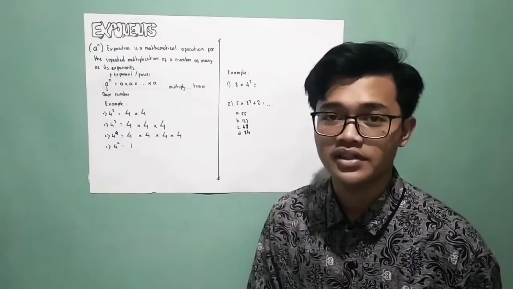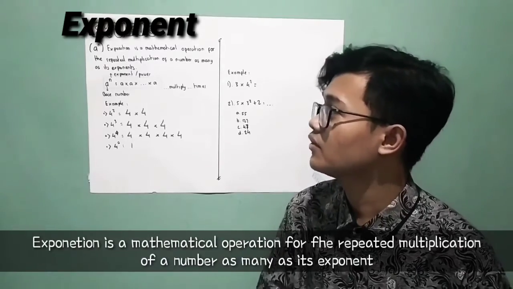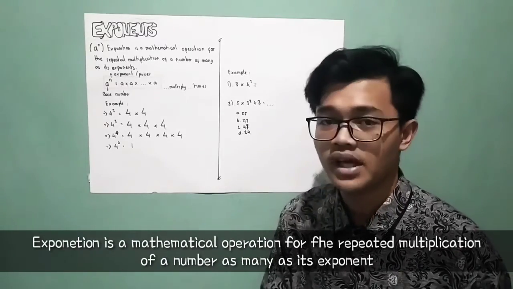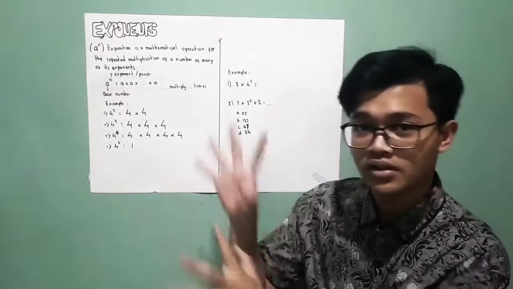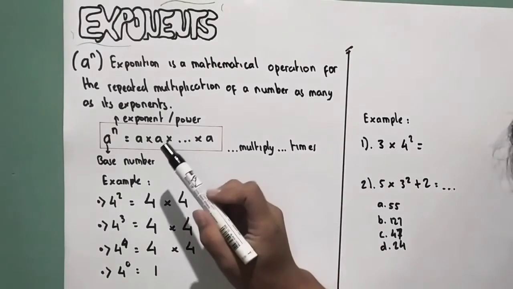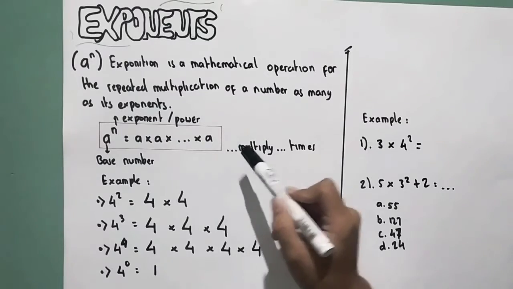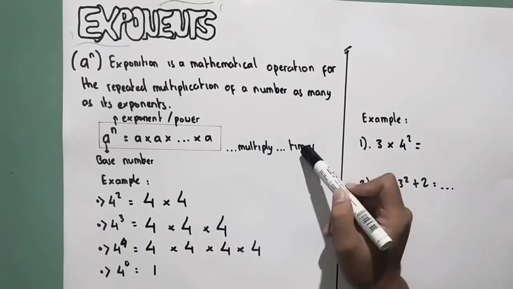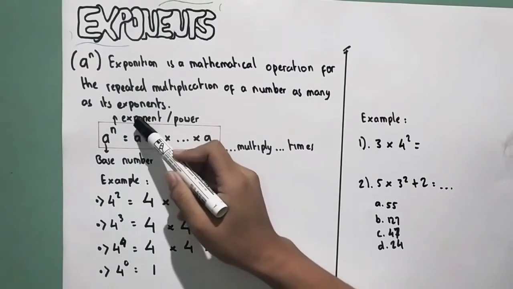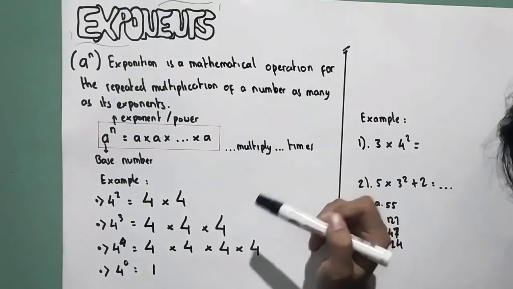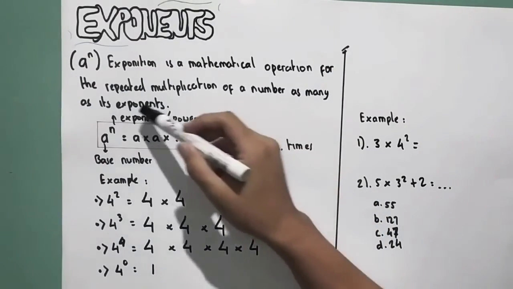Okay, the next material is exponent. Exponentiation is a mathematical operation for the repeated multiplication of a number as many times as its exponent. So let's zoom in. This is the exponentiation formula, where a is the base number and n is the exponent or power. So the number of multiplications is equal to the exponent.